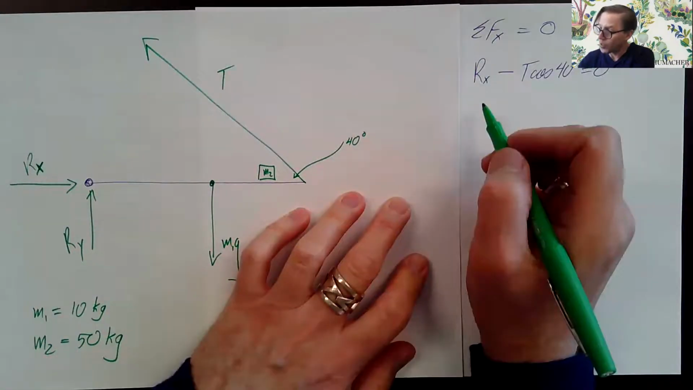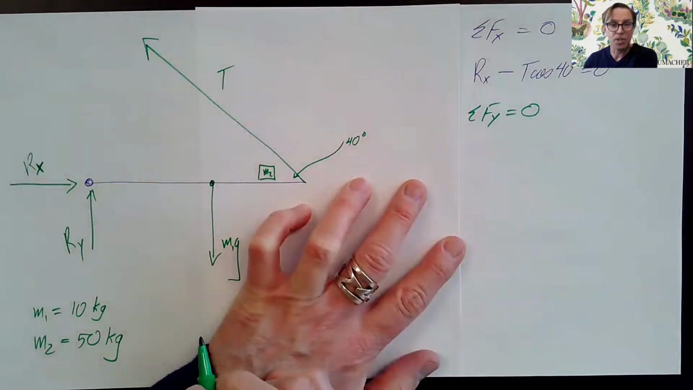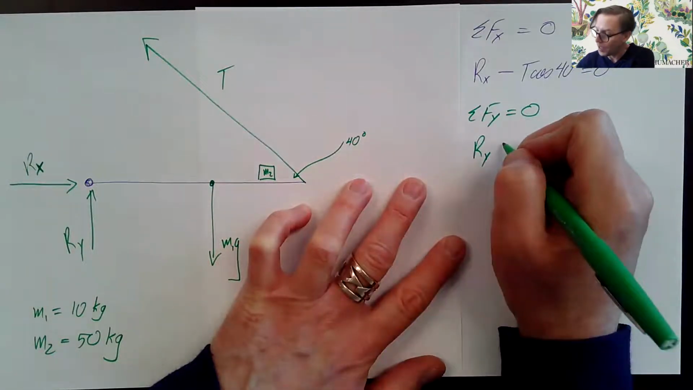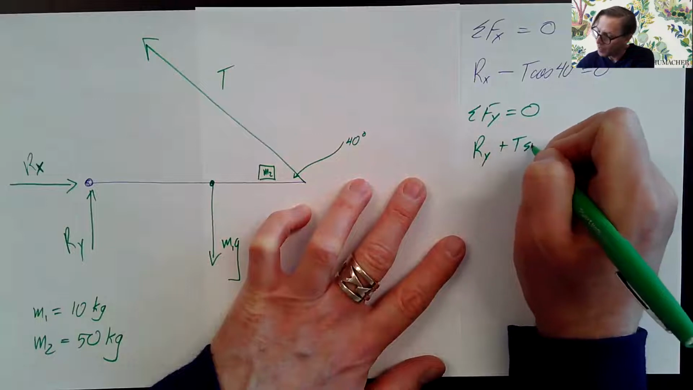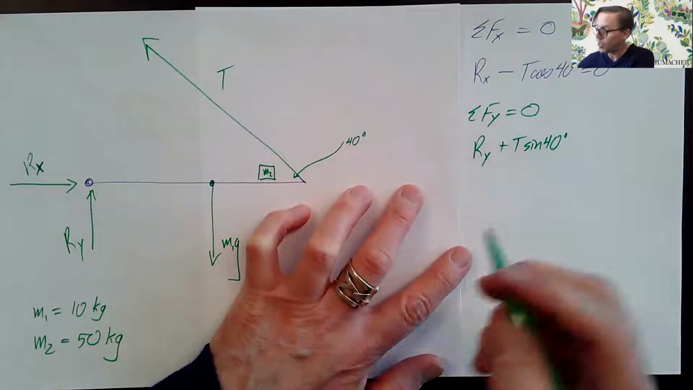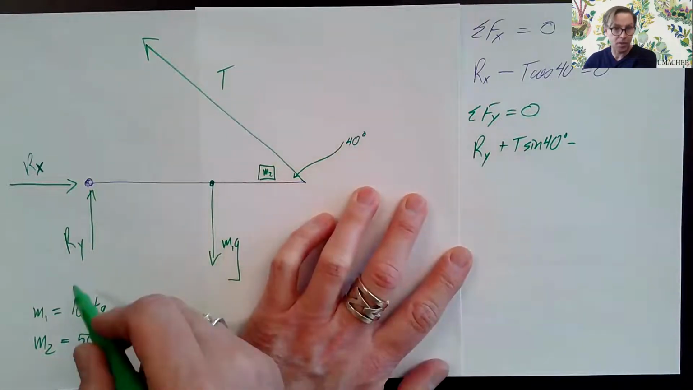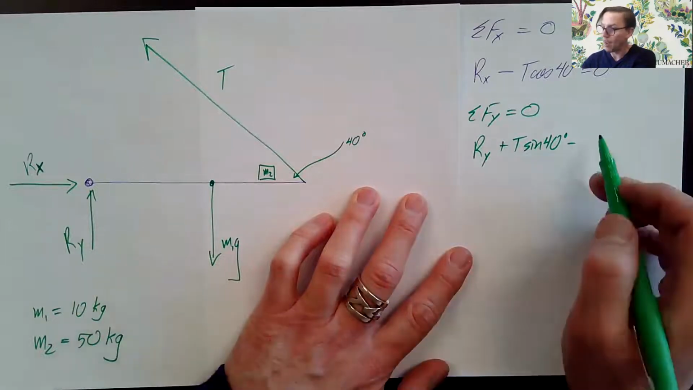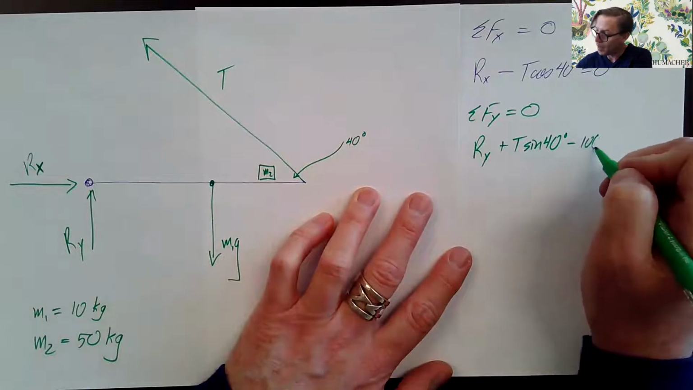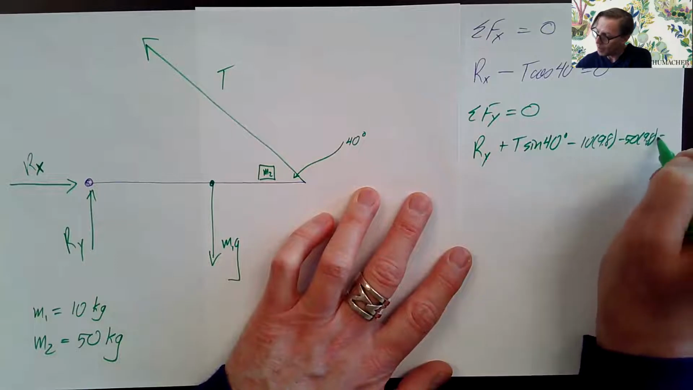For your vertical forces, sigma Fy equals 0. I got pushing up Ry. I also see T sine 40 pushing up, so I'm going to make that positive. T sine 40 degrees pushing up. And then pushing down, I've got M1G and M2G, where M1 and M2 are 10 and 50. So I'm going to have minus 10 times 9.8 minus 50 times 9.8 equals 0.